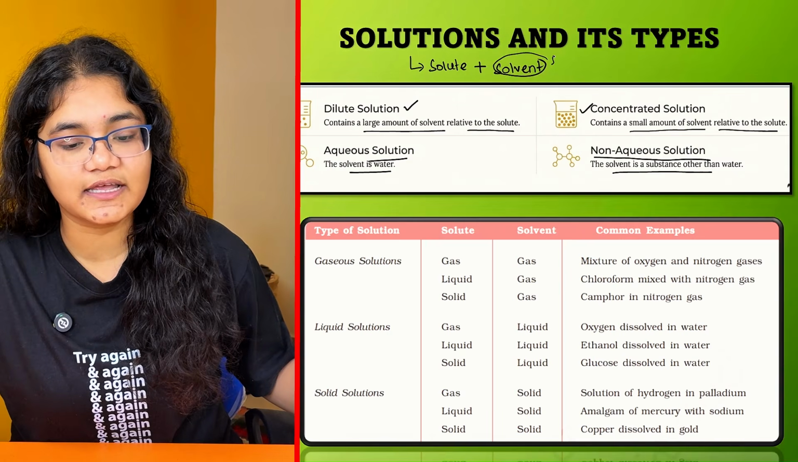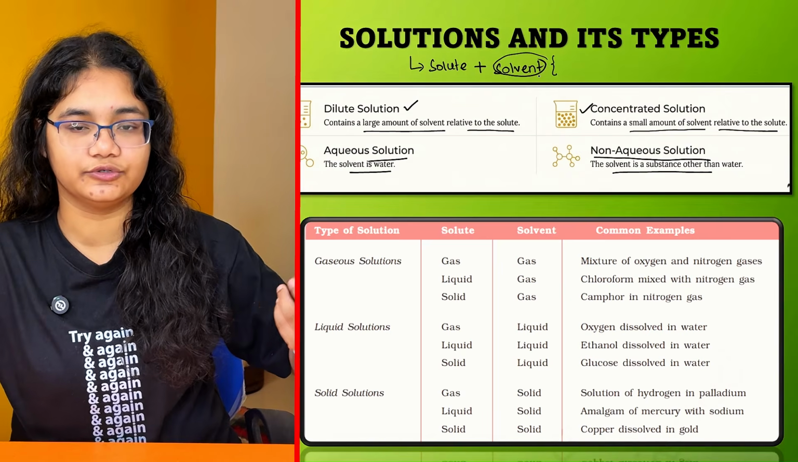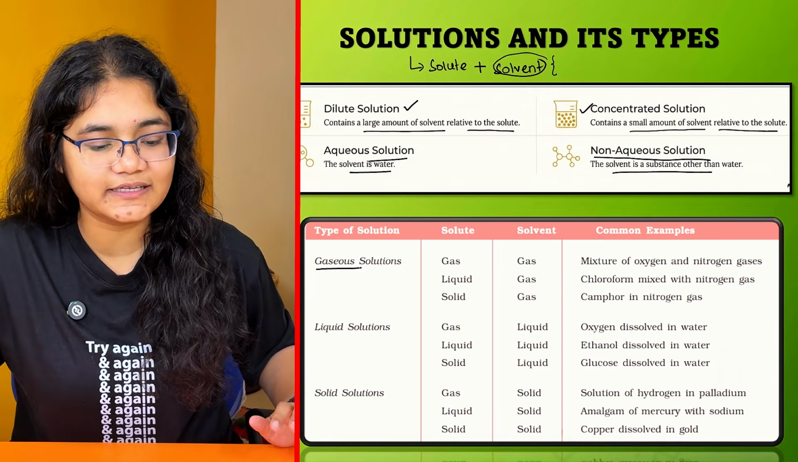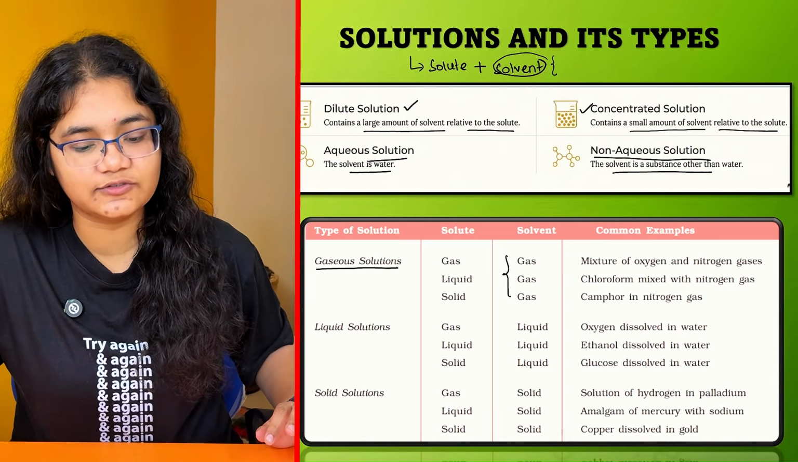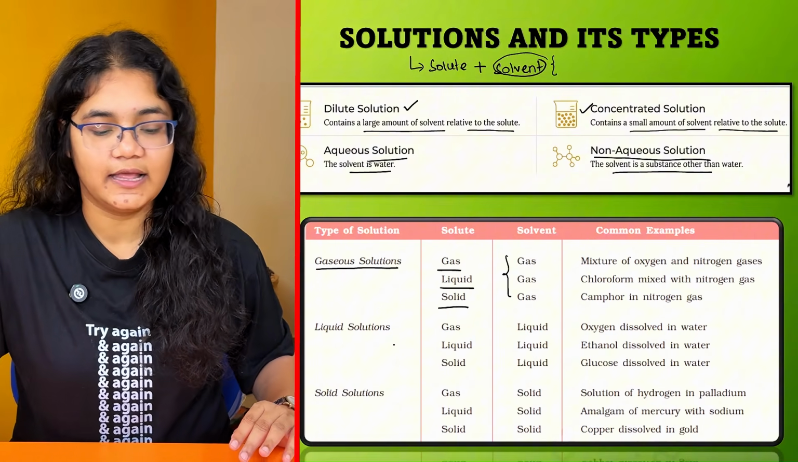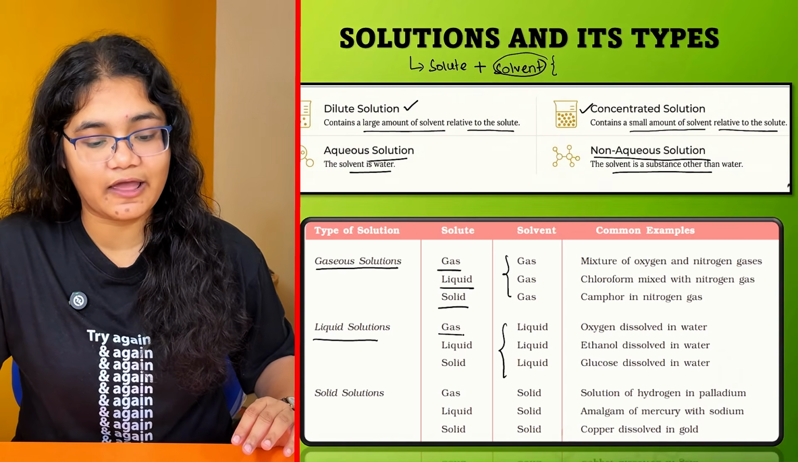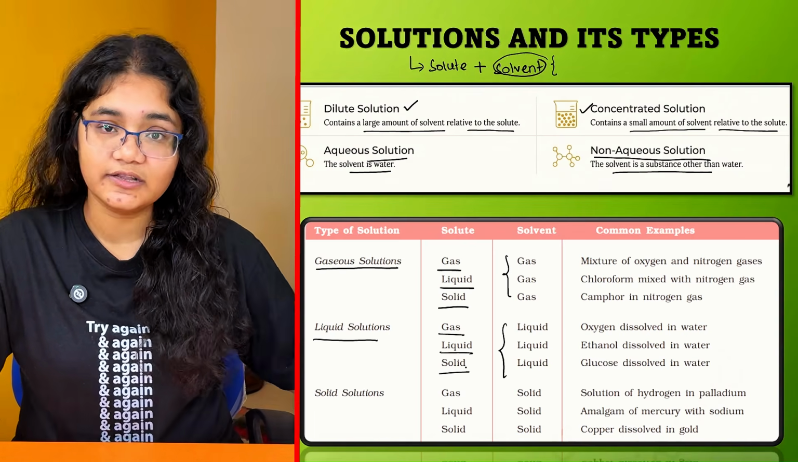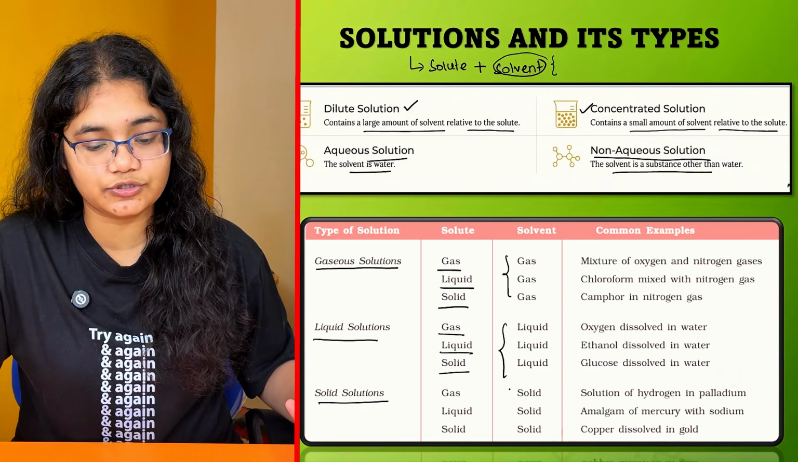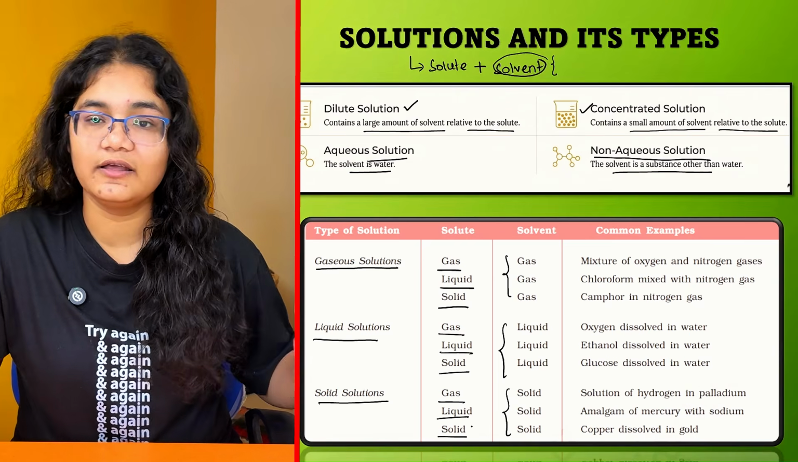Now whatever is the phase of the solvent, that is what the solution is called. For example, a gaseous solution will have a gaseous solvent. In that, the solute can be gas, liquid and solid. Similarly, a liquid solution means the solvent will be liquid. In that you can have gas, liquid and solid as the solute. Similarly, in a solid solution you will have a solid solvent, and the solute there can be gas, liquid and solid.